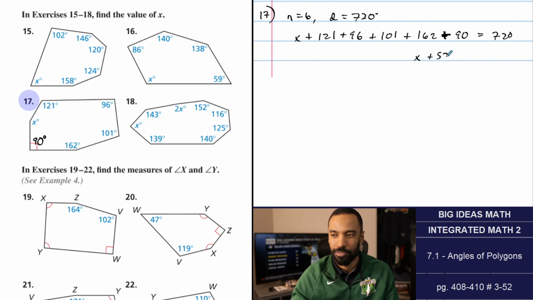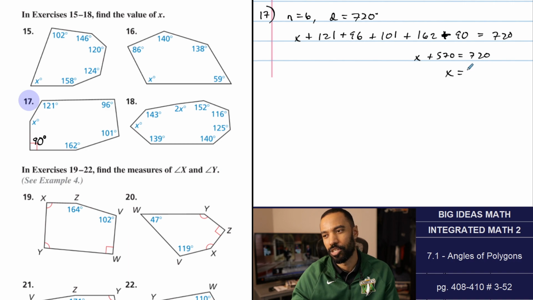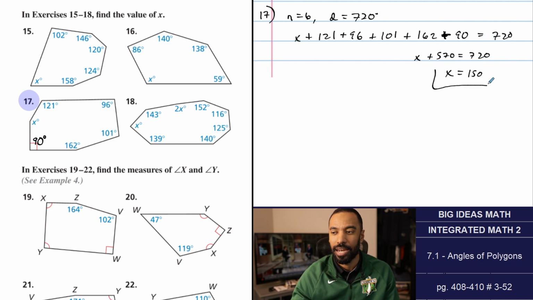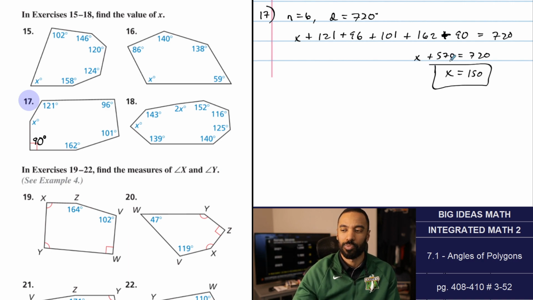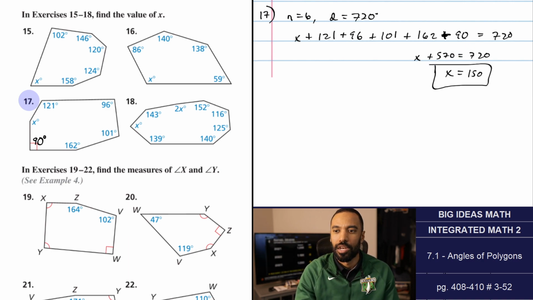Okay, x plus 570 equals 720. Subtract that and you get x equals 150. Oh, not the degree symbol, but 150. And look, that looks like a 150. It's less than 180. It is convex. It's going to be less than 180, and it looks good. Number 18.